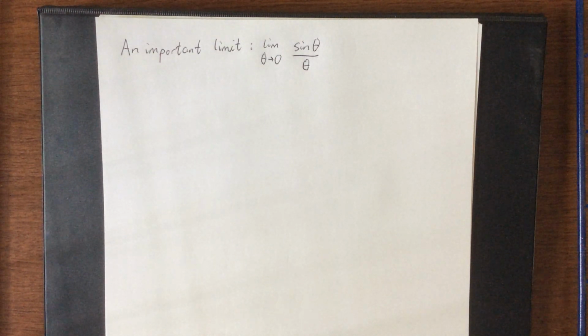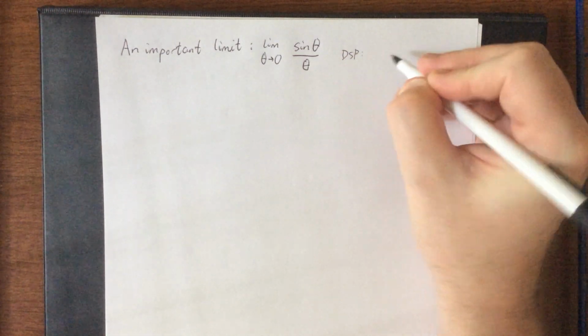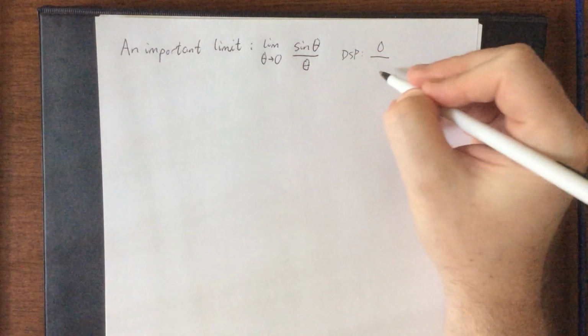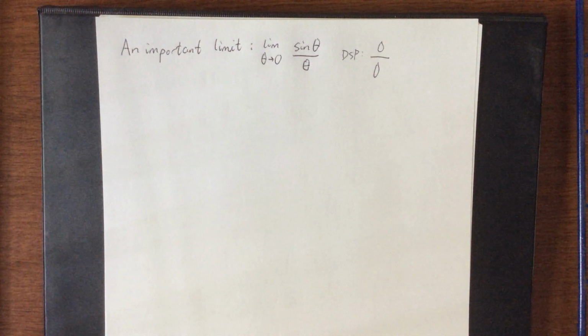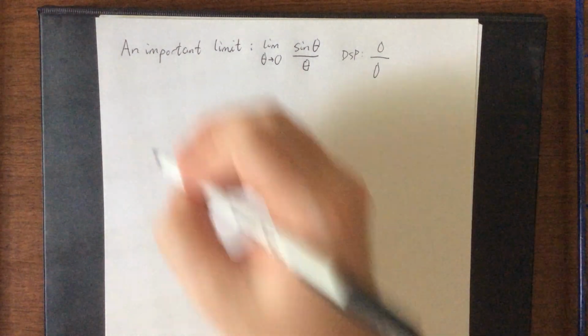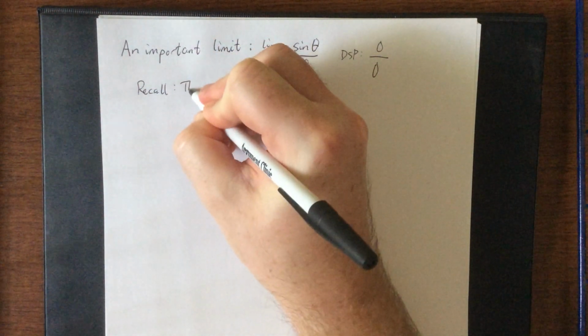Now, if we were to attempt to make use of the direct substitution property over here, your numerator would be the sine of 0, and your denominator would be 0. And we would see that our direct substitution property has forsaken us. Therefore, we should probably try something else. So what I'm going to do is ask you to recall with me the structure of the unit circle.